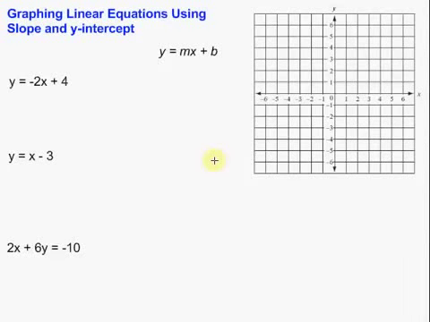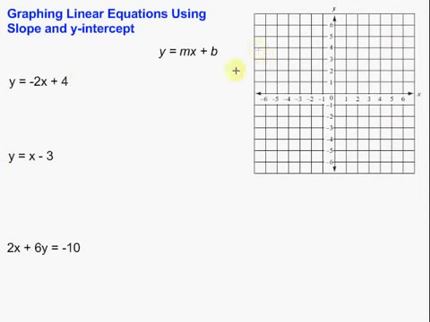In this video, we're going to take a look at graphing linear equations using slope and y-intercept. There's a special form called slope-intercept form that we see here, y equals mx plus b, that allows us to quickly and easily graph linear equations. Let's take a look at this first one. If we can pick out the m and the b, in other words the slope and the y-intercept, we can then use those in order to graph our equation.